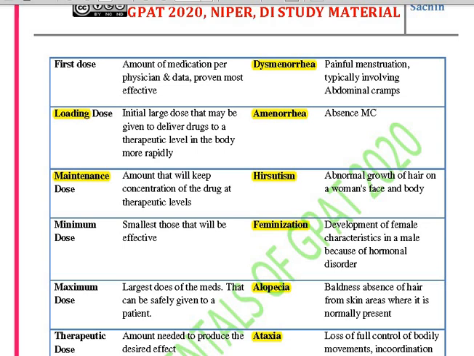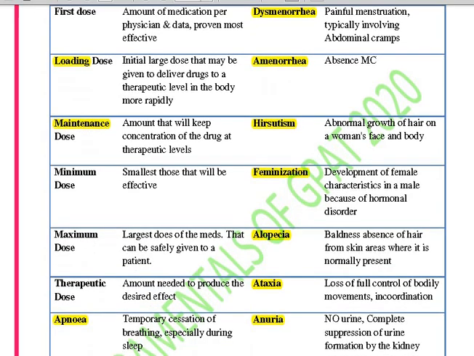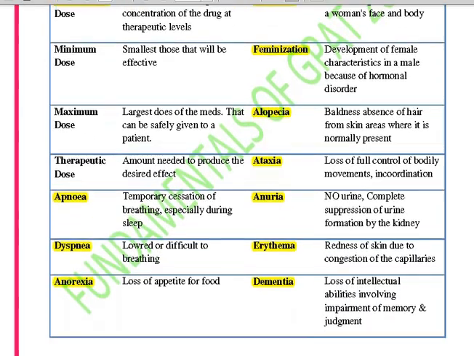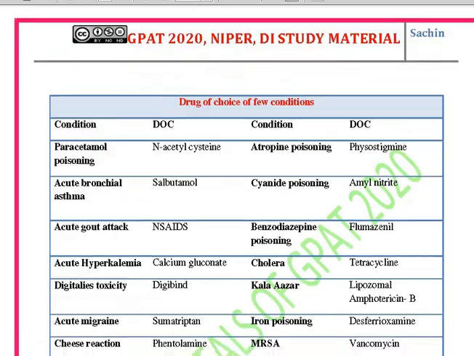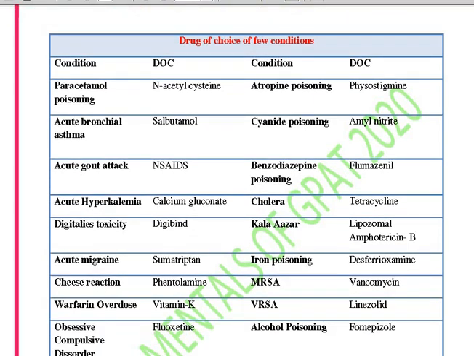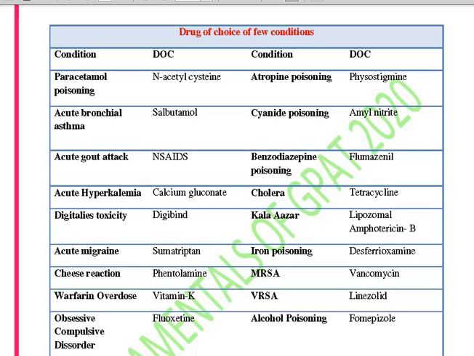Okay, so these are some few important terms from pharmacology. In the next table we are going to discuss the different drugs of choice for different conditions. It is important, ये आपके लिए important है tables. इसको जैसे मैं बोलता हूँ वैसे आप याद रखिए.